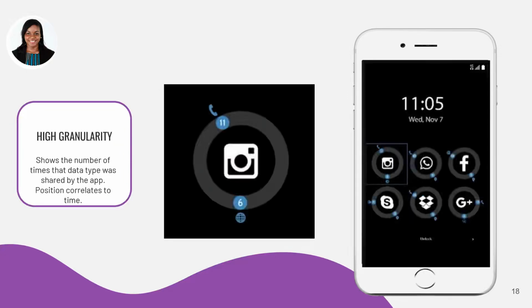Next, we have a design that is app-centric with high granularity. Compared to the previous designs, low and moderate, this design shows which app is sharing what data type and when. The position here correlates to the relative time that data sharing would have last happened.